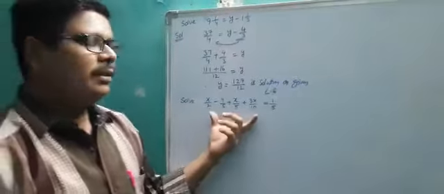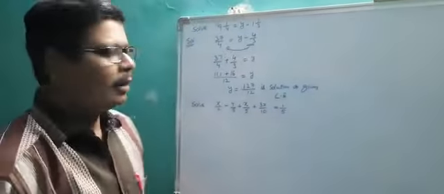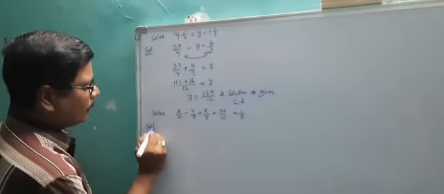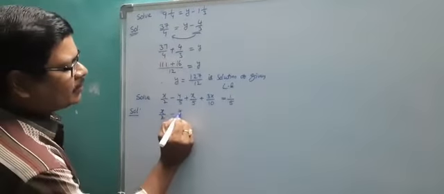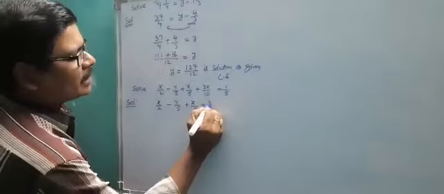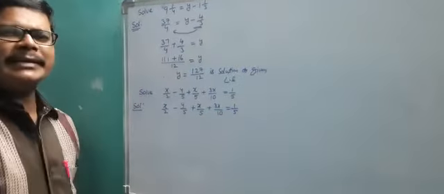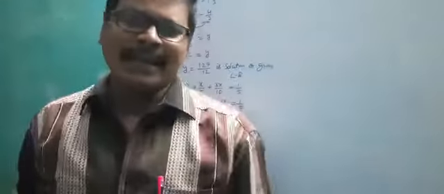Solve this linear equation in one variable. So this is another model. Okay, how to solve it? Solution: x by 2 minus 4 by 5 plus x by 5 plus 3x by 10 is equal to 1 by 5. Okay, now you write all constants on one side and variable terms on the other side.